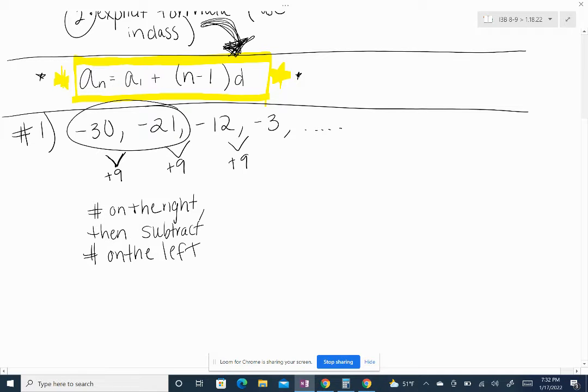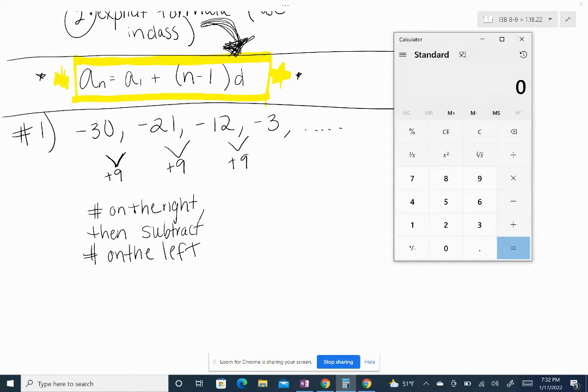So for this one, the one on the right is negative 21. The one on the left is going to be negative 30. And then when you do the same for this one, the number on the right is negative 12, the number on the left is negative 21. And then it's going to continue this way as well, okay? So just looking on the calculator, if I have a negative 21, and then I subtract a negative 30, I'm going to get a 9.